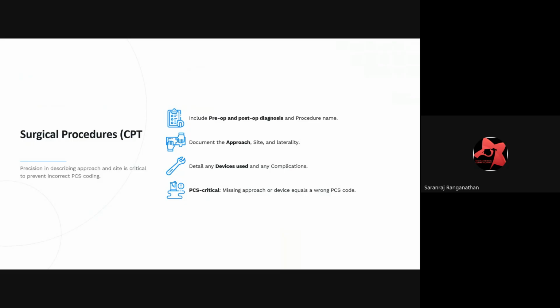Without this, you will not be able to code, especially when you are coding the IPDRG. Without knowing the device and all, we'll end up with incorrect PCS codes. So we should have all these things: approach, site, laterality, device. Without these four, you cannot do the PCS codes. Even for CPT we can identify without a device, with the help of approach, site, and laterality, we can come to a conclusion. But when it comes to PCS, device and approach are very, very mandatory.